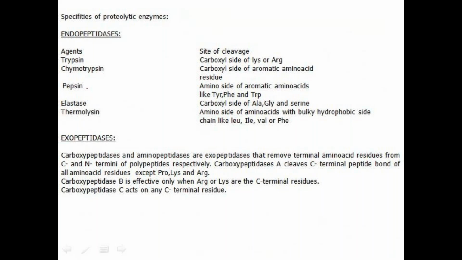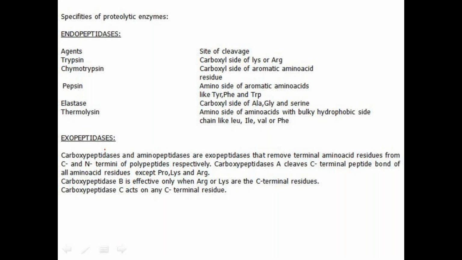Proteolytic enzymes: proteo means protein, and lytic means lysis. Here, the proteins are digested by using proteolytic enzymes. Mainly two types of enzymes are responsible: endopeptidases and exopeptidases. Endo means internal bonds are broken. Exo means the terminal ends of the amino acids are cleaved by exopeptidase activity.